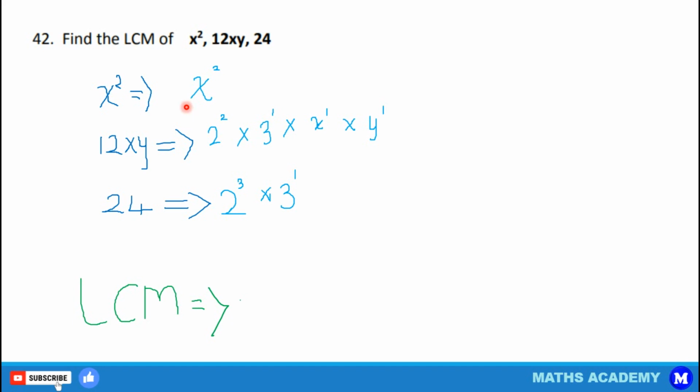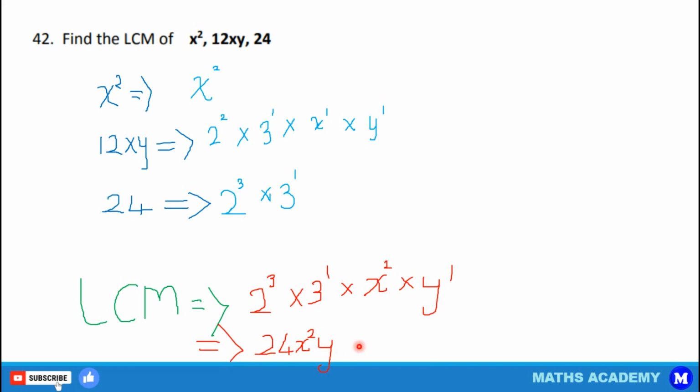So now if we take 2, the largest power of 2 is 2 to the power 3. And if we go to 3, the largest power of 3 is 3 to the power 1. And for x, it's x squared. And for y is y to the power 1. So now let's put these values in the LCM column and let's find the final answer, and that will be the LCM of these three algebraic terms. 24 x squared y will be the LCM of these three algebraic terms. So with that, let's move on to the next question.